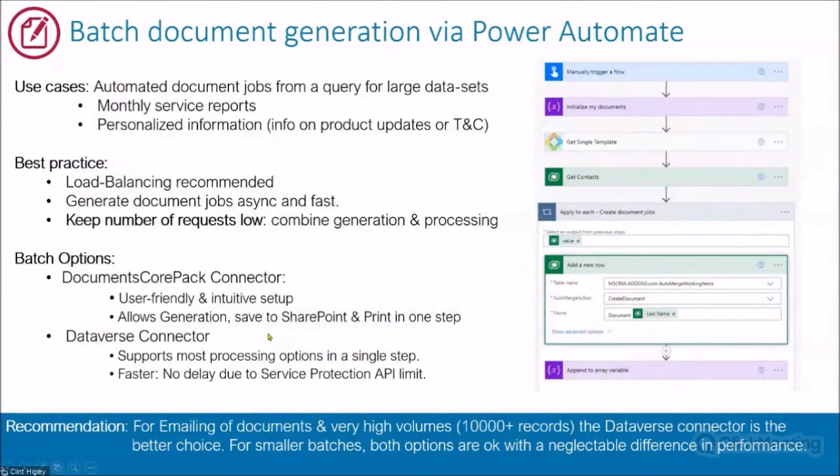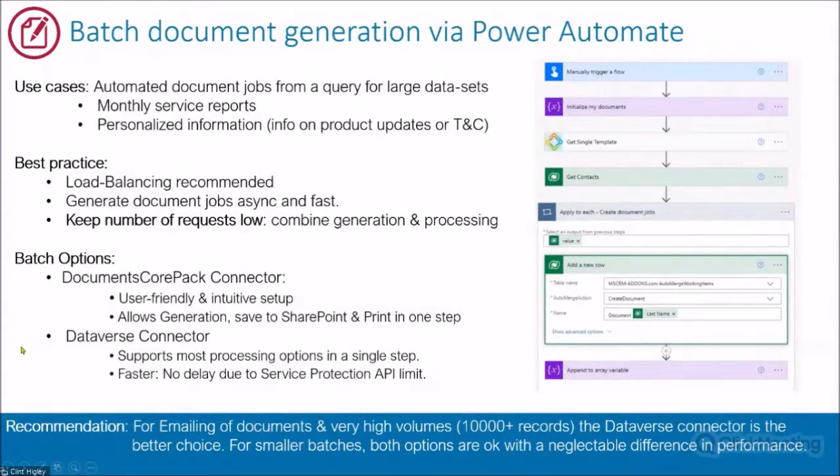So it's pretty handy. You can also use the Dataverse connector, okay, by creating your own auto-merge working items. Supports most processing options in a single step, okay? So that would be like, say, for example, I want to create the document. I want to attach it to an email. I also want to attach it to a note. I also want to send the email. You can do that all in one step. So you can see it's very, very quick. And it's just faster, right? Because there's no delay due to the service protection API limit. We'll go over this here in a second.